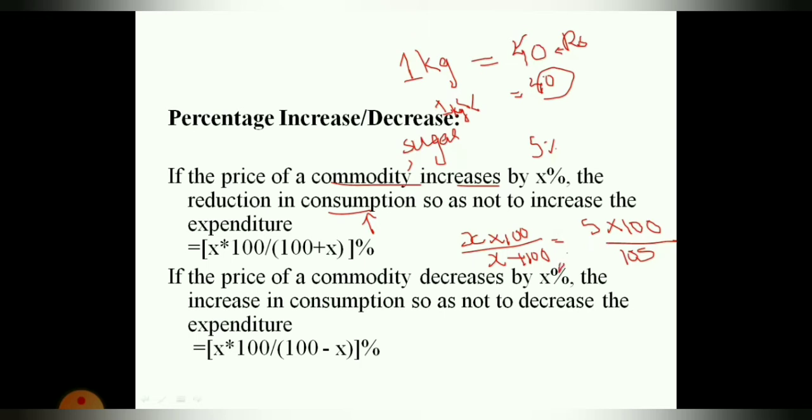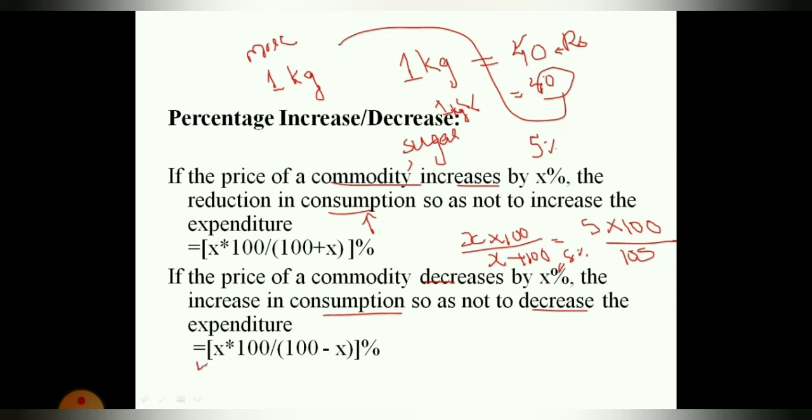And in the same way, if the price of a commodity decreases by x percentage, then the increase in consumption so as not to decrease the expenditure. For example, if the sugar price decreases by 5 percentage, then for the same 40 rupees we can purchase more than 1 kg, right? So we have to increase the consumption, increase the quantity. How much quantity we have to increase can be calculated using this equation, x into 100 by 100 minus x percentage. For example, if the sugar price is decreased by 5 percentage, what is the increase in consumption so as not to decrease the expenditure? Otherwise the expenditure will decrease.